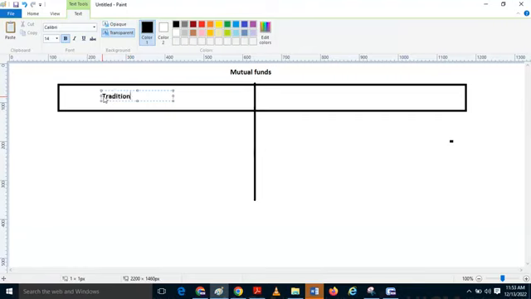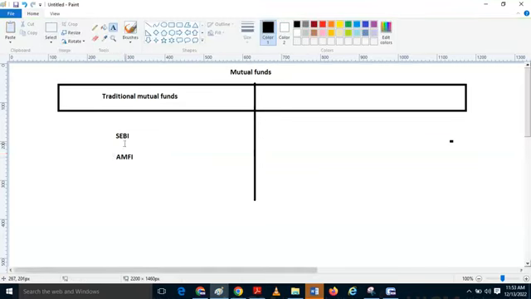There are two types of funds. This is called traditional mutual funds. Traditional mutual funds come under SEBI, the Securities and Exchange Board of India. They have an association called the Association of Mutual Funds of India, which works under the guidelines of SEBI. Like Axis Mutual Fund, these are called traditional.